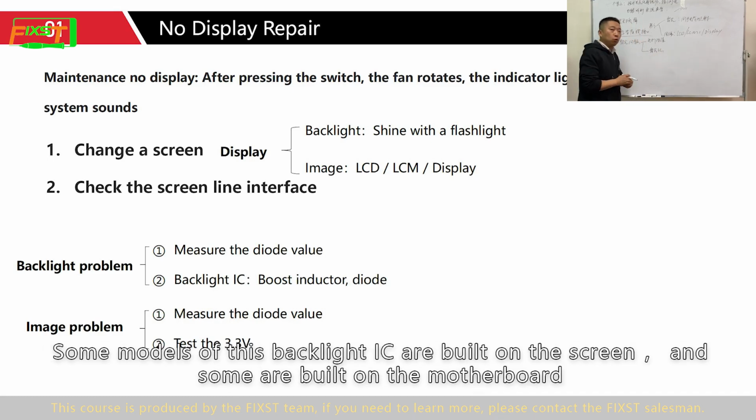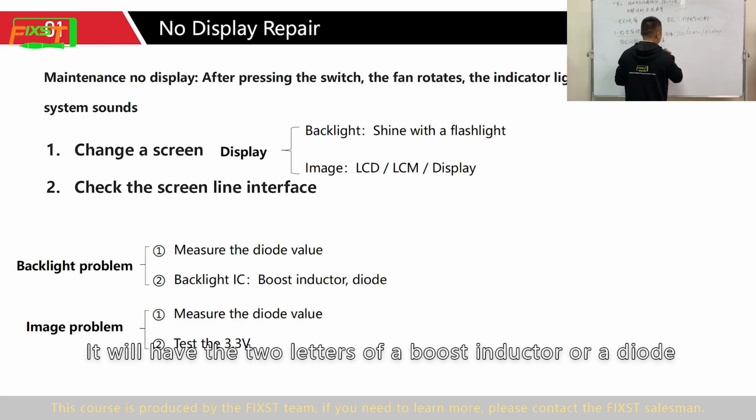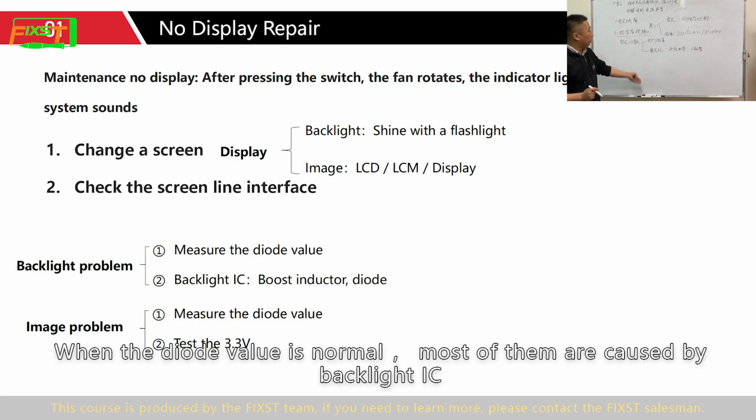Some models have the Backlight IC built on the screen, and some have it on the motherboard. If it is on the motherboard, you find the Backlight IC, which has the boost inductor or diode nearby. When the diode value is normal, most of the faults are caused by the Backlight IC.